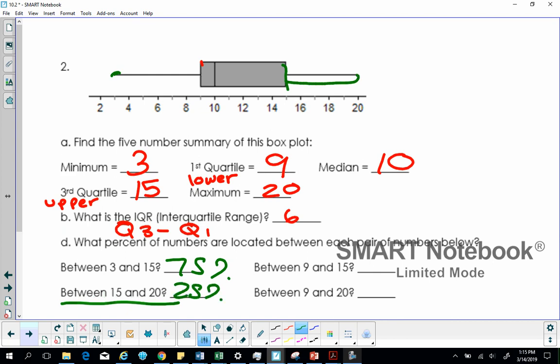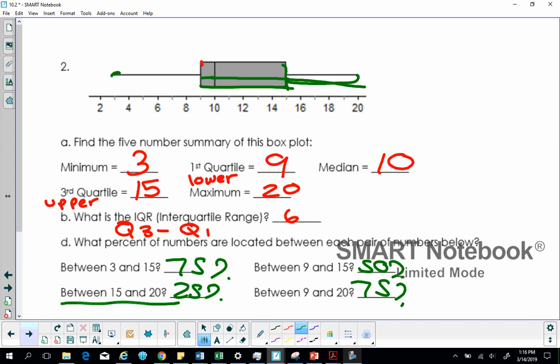9 and 15, 50. And 9 and 20? Here to here is 25, here to here is 25, here to here is 25, so 25 plus 25 plus 25 is 75. On Delta Math, this is what it's going to be like for all the lines: from one line to the next line is 25%.